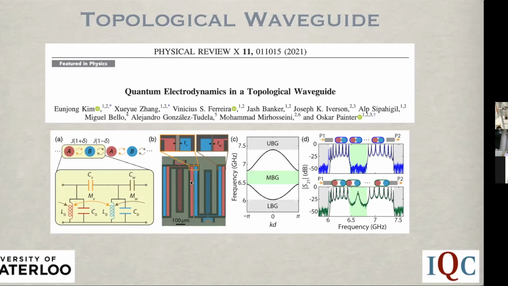So you have one capacitor plate here in red, another capacitor plate here in blue, and every other one you can see has a big spacing and a small spacing, right? So they have this alternating coupling.